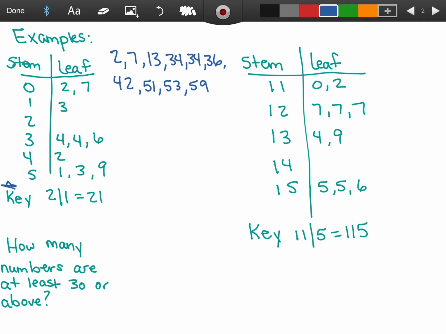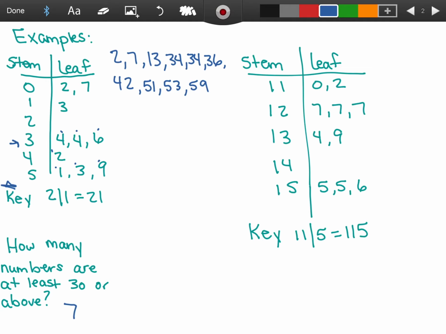How many numbers are at least 30 or above? Well, 30 has a 3 in the tens place, so this would be where 30 starts. We've got 34, 34, and 36. All of those are 30 or above. 42 would also be above 30. 51, 53, and 59 are also above 30. So you have 1, 2, 3, 4, 5, 6, 7 numbers that are at least 30 or above.